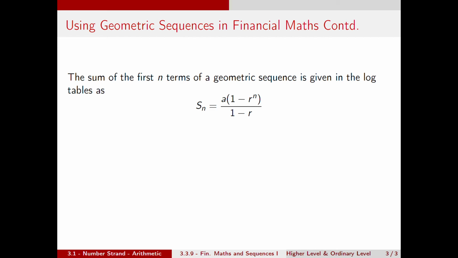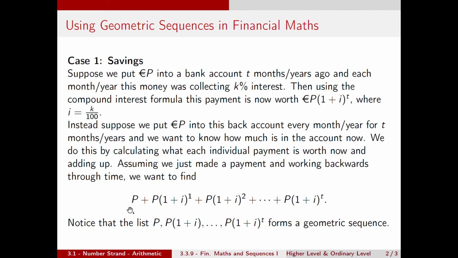Well, we identify A as P. It was the first term in this list. We see P here. We then need to recognize what our common ratio is. We can see that the difference between each term is we have multiplied by 1 plus I. And we can count simply that the number of terms is T, which is the number of years or the number of months or so on that has gone by.